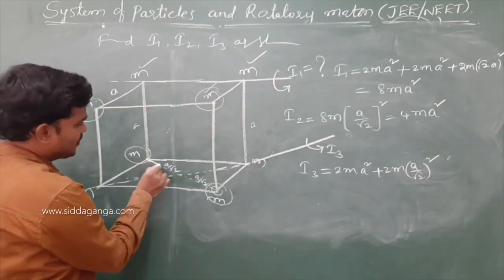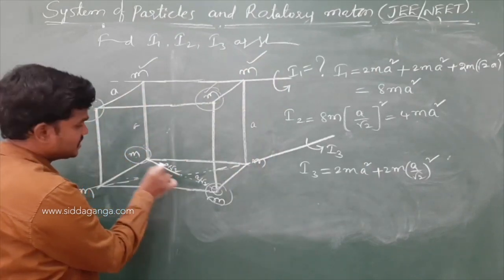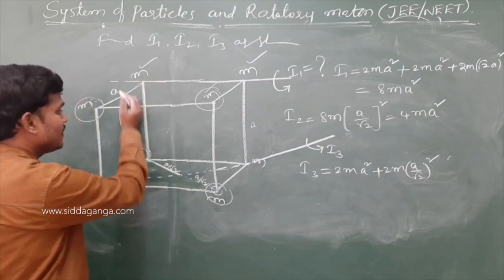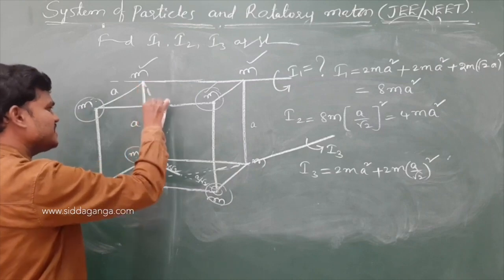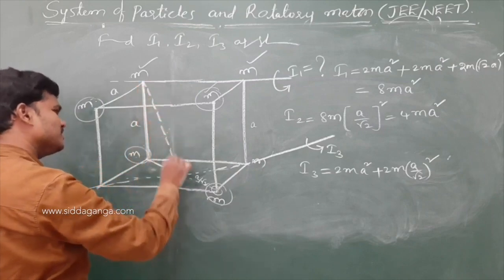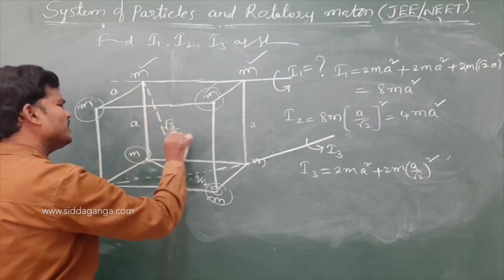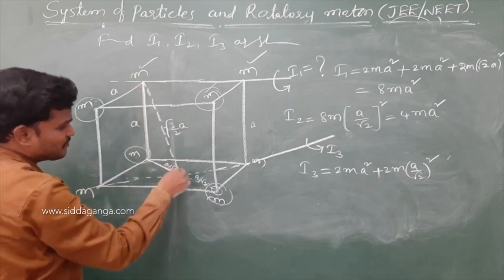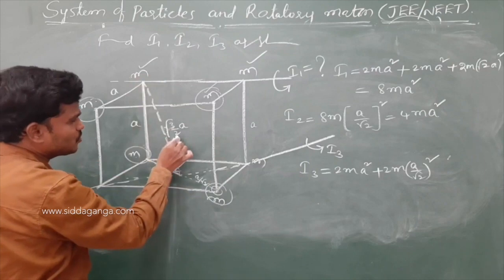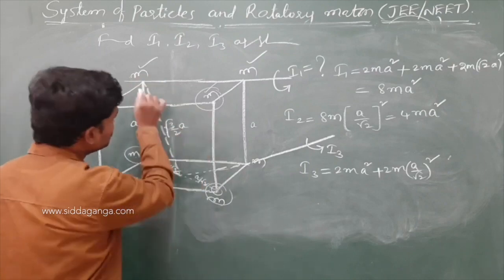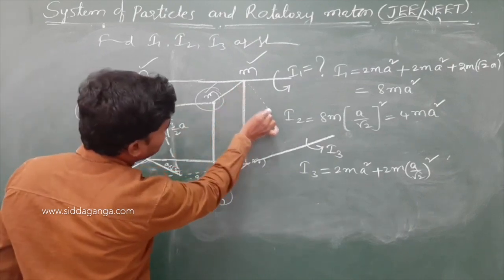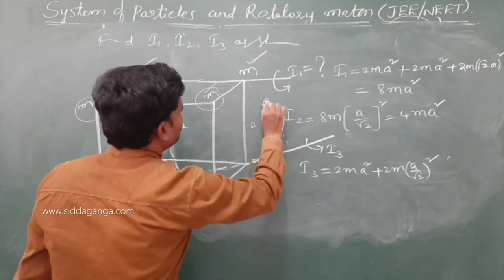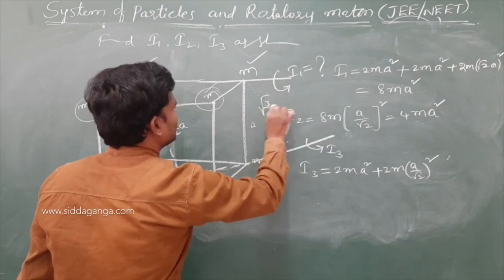This is a by root 2. This distance is a by root 2. Imagine correctly. And this is a. And this distance is, use Pythagoras theorem, root 3 by 2 a. So this particle from this axis is at a distance of root 3 by 2 a. If this is root 3 by 2 a, this is also the same. So this is root 3 by 2 a.